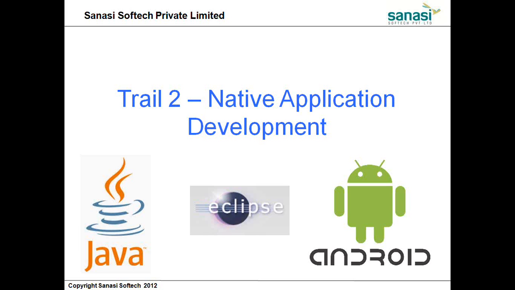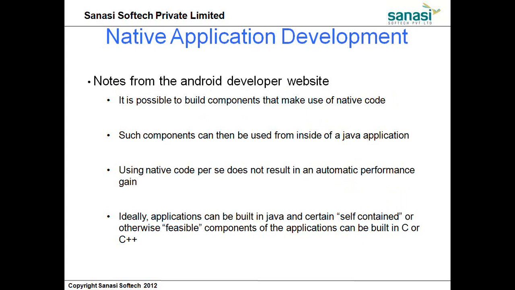Here are a few notes which I have obtained from the Android developer website. What exactly do we mean by native applications for Android? The point is that you can build certain pieces of code that you might want to write in C or C++ for certain reasons. Those reasons are entirely dependent on the situation. There's no hard and fast rule, it is entirely a judgment that is left to the developer.